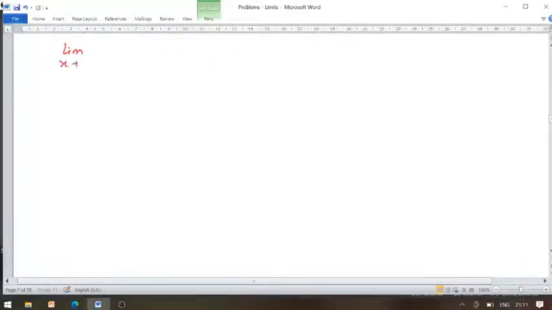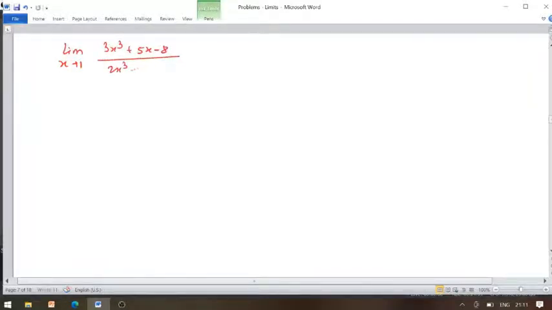Evaluate the limit as x tends to 1 of (3x cube plus 5x minus 8) divided by (2x cube plus x minus 3). Again the same thing, if you replace x directly by the value 1, definitely you will get 0 by 0 form, the indeterminate form of the given limit. Now look, here x tends to 1, so definitely that implies x minus 1 is one of the factors of f of x and g of x.